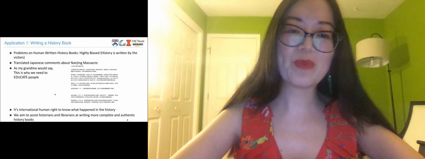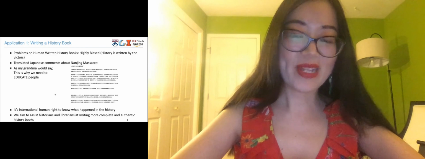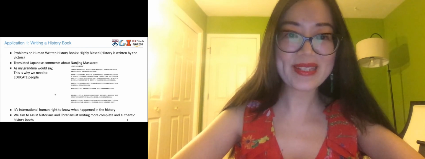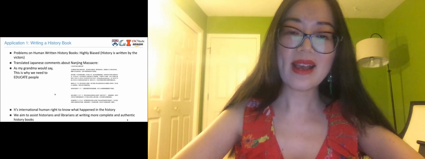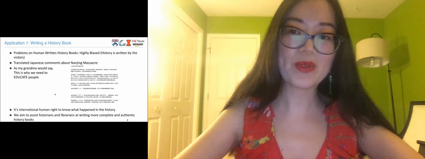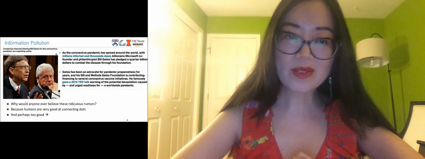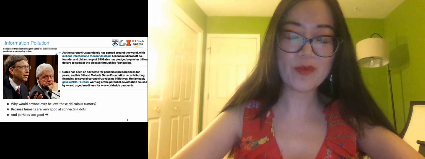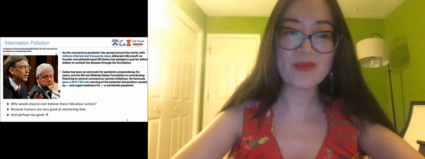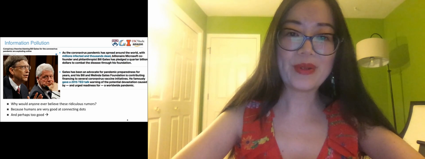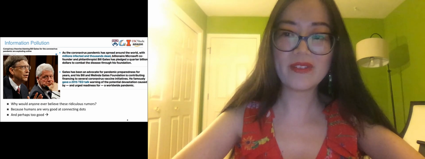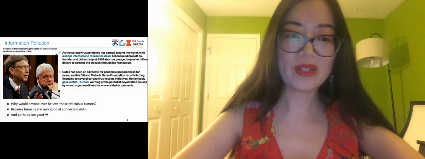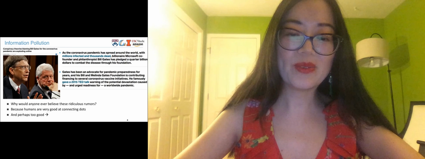The first application, as we mentioned in the introduction, is about writing history books. Can we help historians and librarians write more complete and authentic history books? Because the human-written ones are often incomplete and highly biased, depending on who is writing the book. This is especially important in the current era of information pollution, because there is simply too much misinformation and disinformation going on. For example, Bill Gates was falsely accused as the creator of coronavirus just because he gave a TED talk 5 years ago and he donated a lot of money.